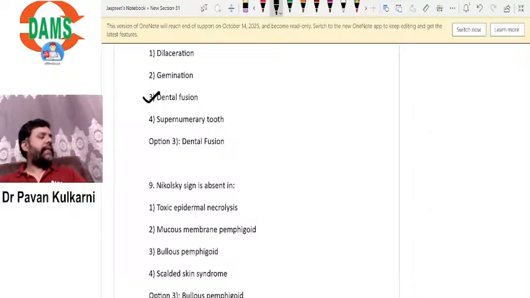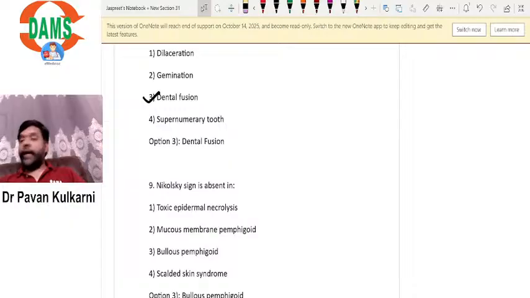Nikolsky sign is absent in which condition? So what is Nikolsky sign? It is an important dermatological sign, where tangential pressure is applied on the skin adjacent to the lesion, and there is a peeling or loss of the epithelium. That is called Nikolsky sign. It is a very important sign. Remember, all types of pemphigus will show Nikolsky sign.